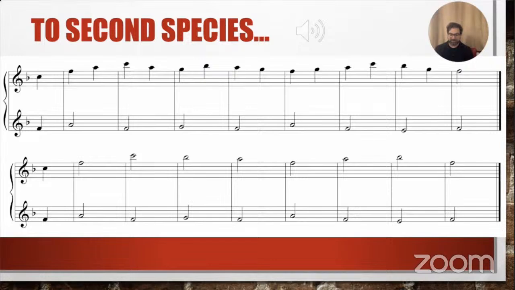In second species, you'll notice there are 2 quarter notes for every 1 note in the bass. So we could view this as a little bit of a cantus firmus. Here we have 2 notes for every note of what I would call the cantus firmus. Now this isn't the greatest cantus firmus in the world, because we really should have a G coming down to an F. I thought it was a bass clef, but it still serves as a background.